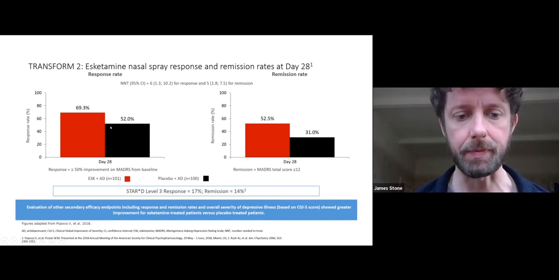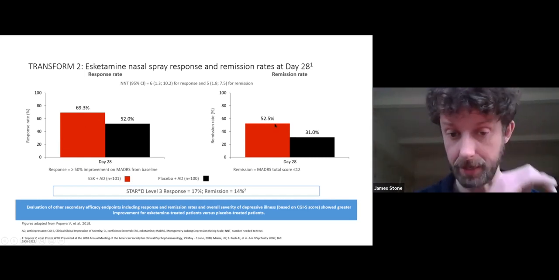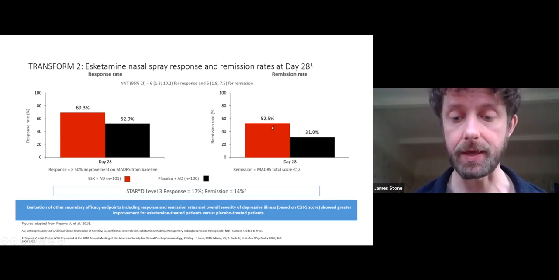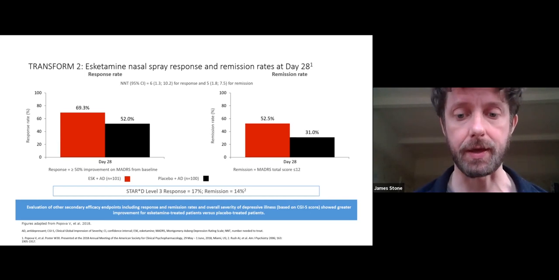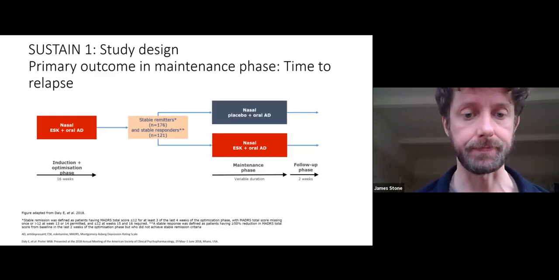So this is in terms of improvement, and this is in terms of remission. So you're getting around a 50% remission in the ketamine-treated patients at day 28. So this is quite good evidence to support this treatment.